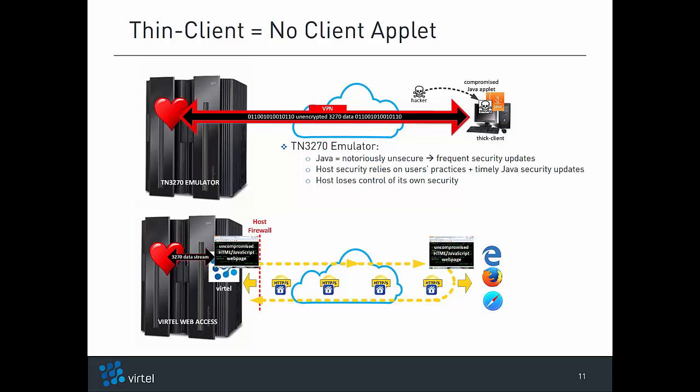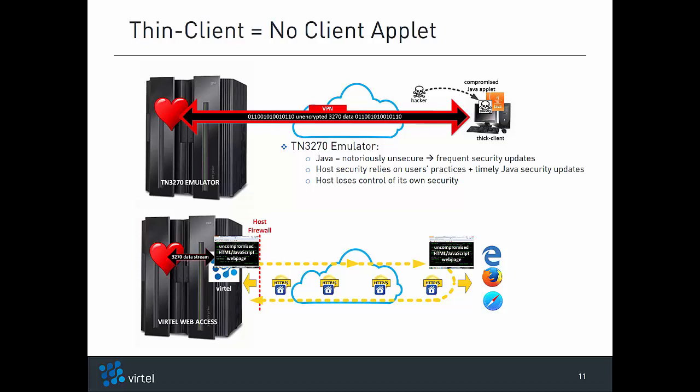TN3270 emulators rely on distributed client applets, typically Java client applets. When it comes to security issues, Java is the second most notorious software, right after Flash. Java updates are periodically published to patch Java security exposures. Distributed Java client applets are quite sensitive to these updates. It makes the support of distributed Java client applets particularly cumbersome and costly. If the Java security updates are not applied, the TN3270 clients may be exposed to attacks.